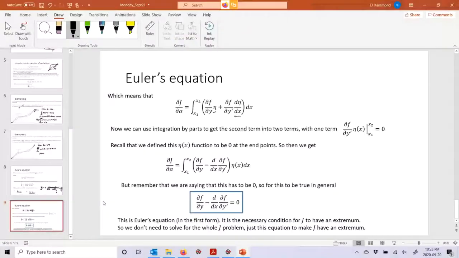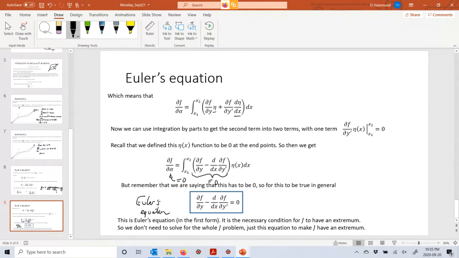Okay, but remember J has to be an extremum, so that means that this has to be equal to 0. So for this in general to be equal to 0, the part inside the integral needs to be equal to 0. Okay. So Euler's equation is just this statement: we're saying that the stuff inside that integral is equal to 0.